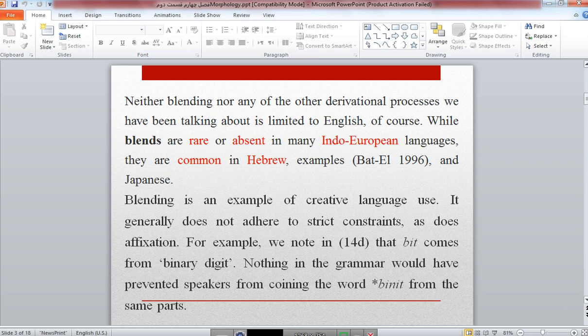So blending is an example of creative language use. It generally does not adhere to strict constraints, as does affixation. For example, we note in the previous example that bit comes from binary digit. Nothing in the grammar would have prevented speakers from coining the word, for example, bidigit, from the same parts. The word formation processes discussed below, including acronym formation, clipping, folk etymology, and back formation, are treated by linguists separately from productive derivational or lexeme formation phenomena.